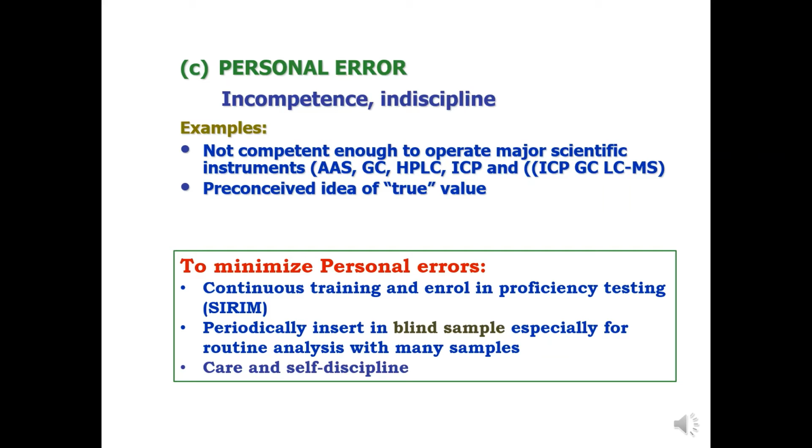You run 10 samples, and you see that all the readings are almost the same. So what do they say? Okay, the next sample may also have the same value. So you put in the value without running the experiment. This is what we call the preconceived idea of a true value, or lack of discipline, or lack of integrity in the staff running the samples. This is what we call personal error.